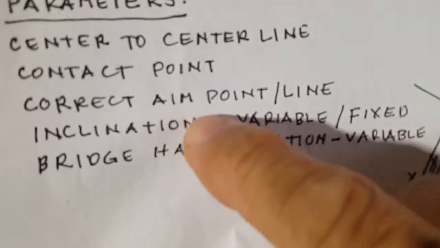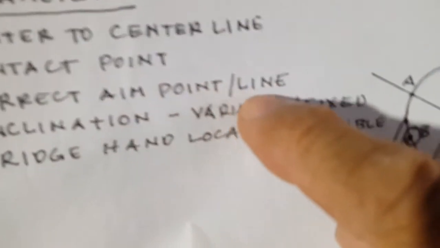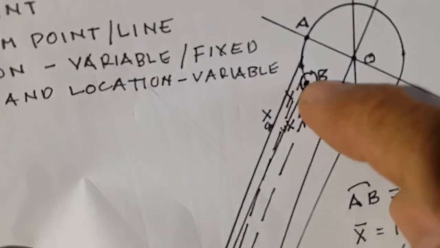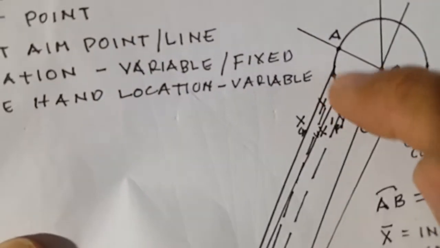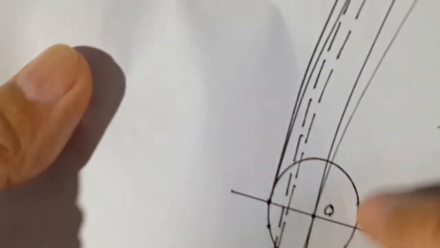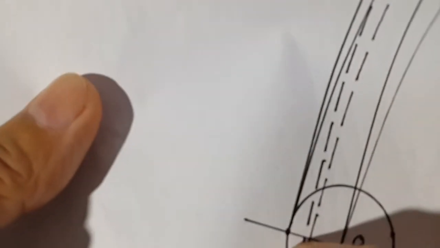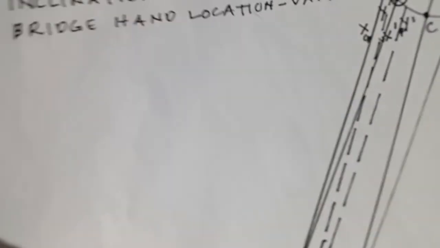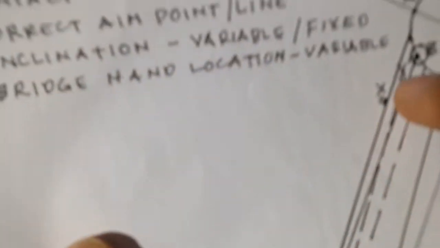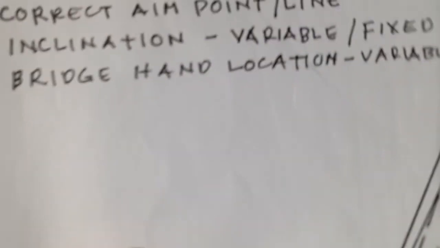And the next parameter needed is the correct aim point and correct aim line. For every contact point, there is a corresponding aim point on the cue ball in which this edge of this cue ball will be delivered. And the line which this edge of this cue ball will follow is this correct aim line.